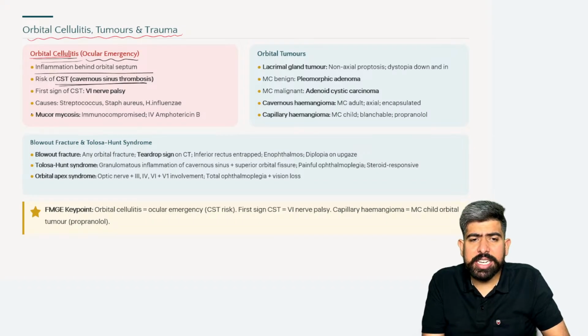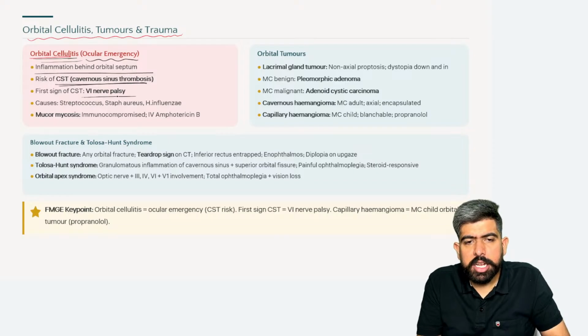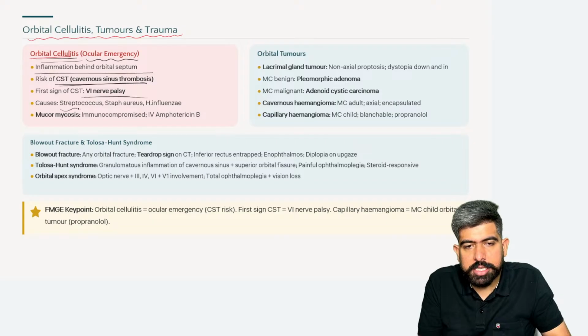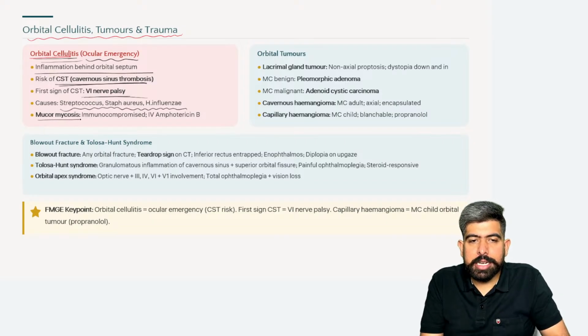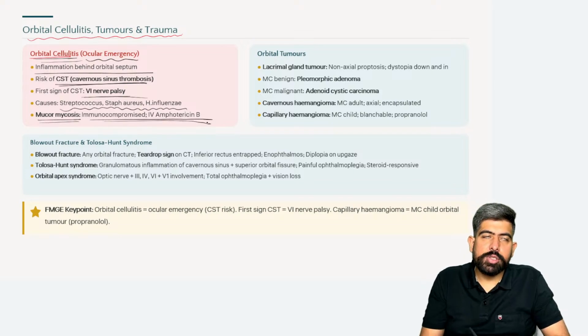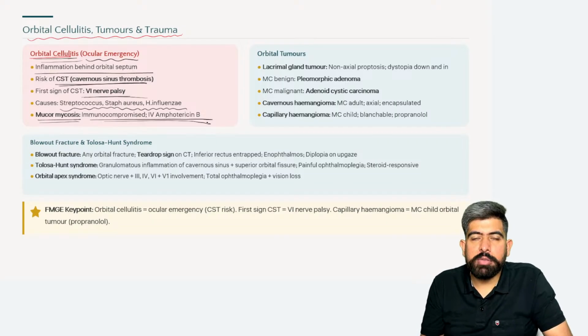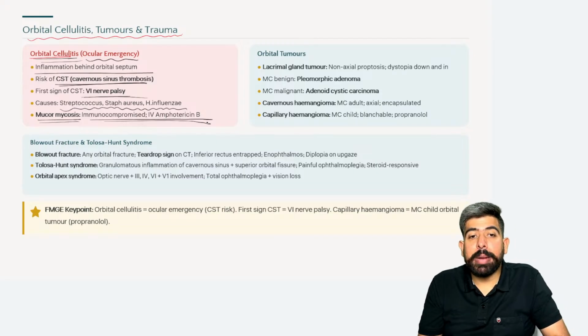This is a very high risk of cavernous sinus thrombosis. The first sign of cavernous sinus thrombosis is sixth nerve palsy. The causes are Streptococcus, Staph aureus, or H. influenzae, and mucormycosis in the immunocompromised patient. For mucormycosis in the immunocompromised, we have to give IV amphotericin B. In the rest of the conditions, broad-spectrum antibiotics should be given in orbital cellulitis.